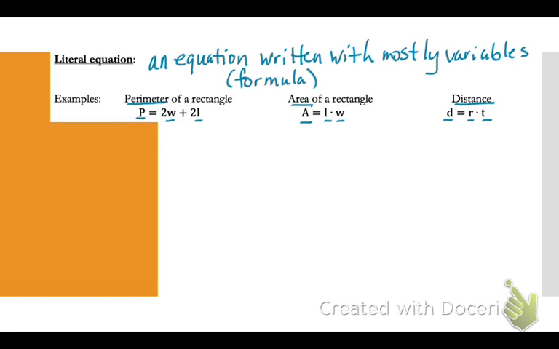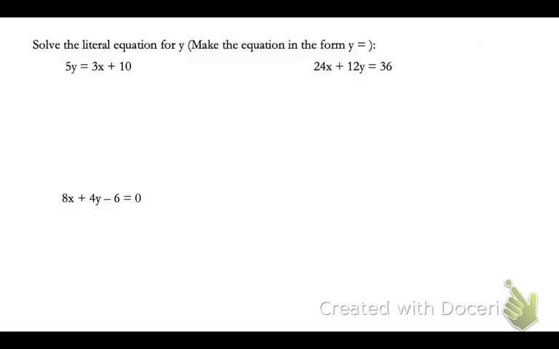So we're going to look at some different literal equations, and together we're going to solve them for the indicated variable. So it says solve the literal equation for y, and that means we are going to get it in y equals form. So the first thing you do is look at the equation and see what is happening to y. Well, the only thing that's happening in this first equation is it is being multiplied by 5.